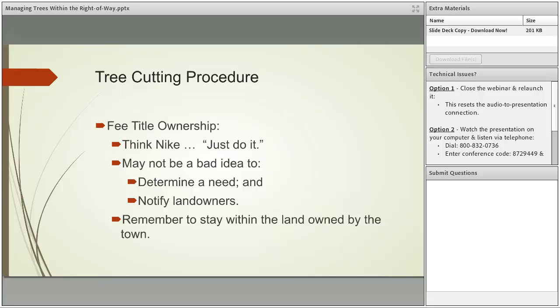So if you own the road in fee, again, remember this is rare. Like it says here, think Nike, just do it. You can just remove the tree because you own the tree. You own the land. You don't have to follow any procedures. However, it may not be a bad idea to follow the steps that are normal for other procedures, as it just mitigates the risk of litigation. So just determine the need, notify the landowners, and remember, stay within the 66-foot right-of-way. If you go outside of that, that's trespassing.